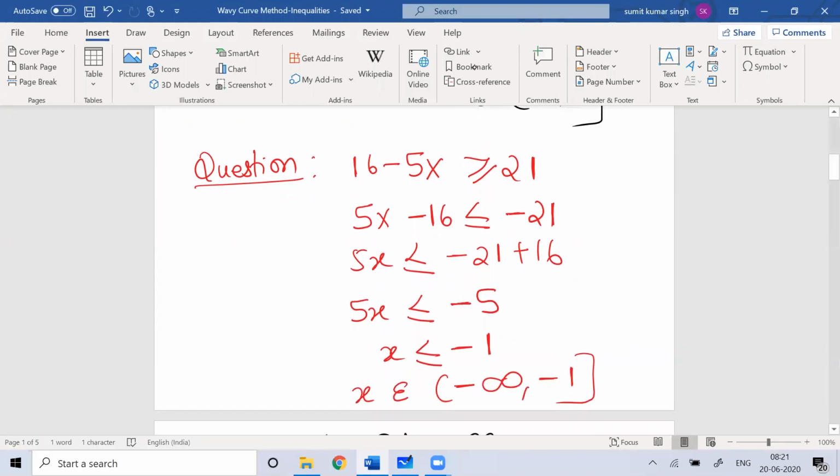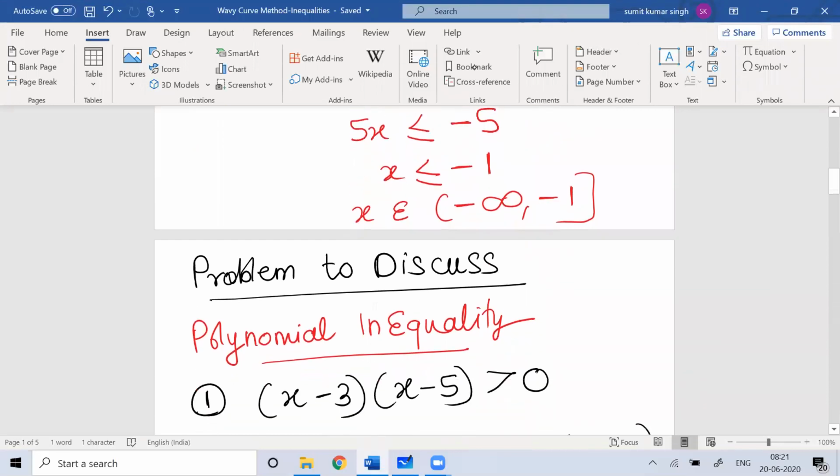So probably the value of minus 1 would be inclusive of that. So this is just a basic question to help you understand the concept of inequalities in a much better way. When we talk about inequalities, I can talk about them in the form of a polynomial inequality.